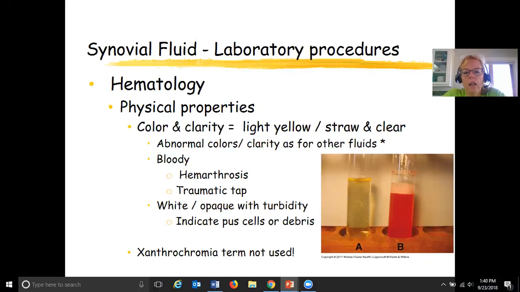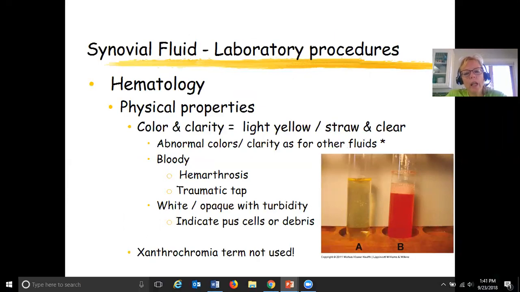So again, this is an example of what a normal synovial fluid looks like and an abnormal synovial fluid. Again, we don't use the term xanthochromia. Synovial fluid by itself is pale yellow typically. So again, xanthochromia is just reserved for cerebrospinal fluid.